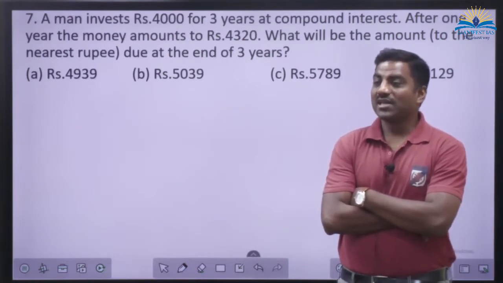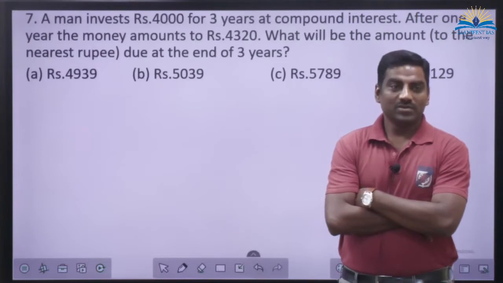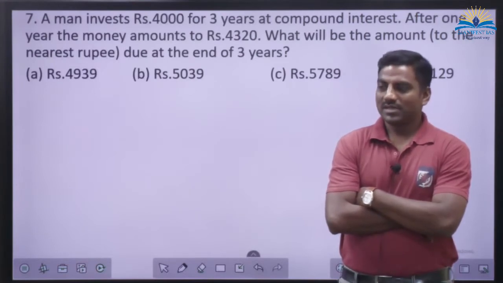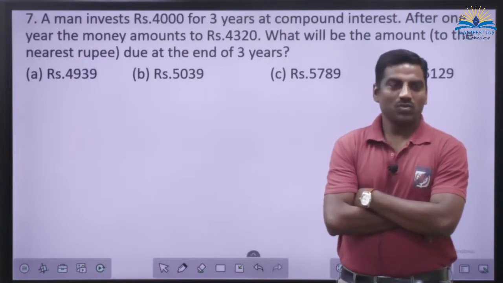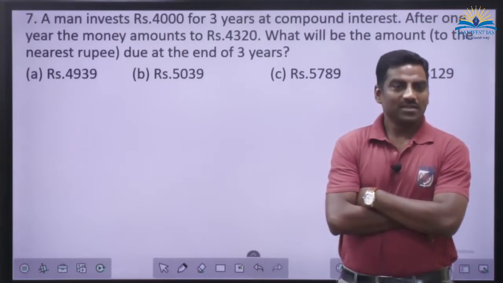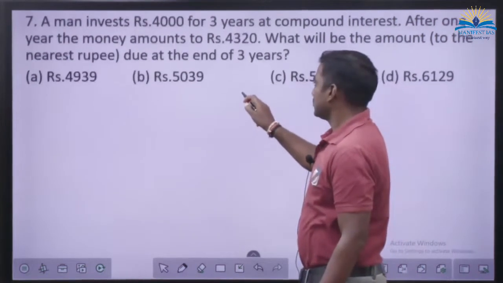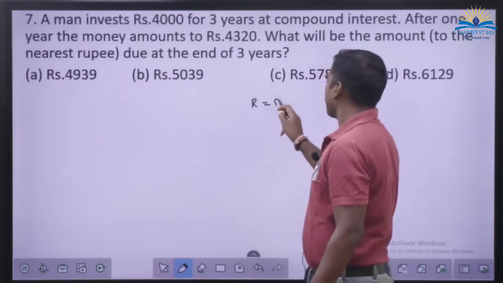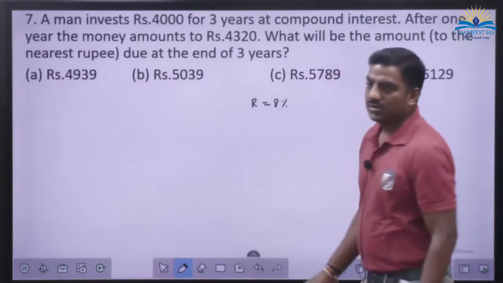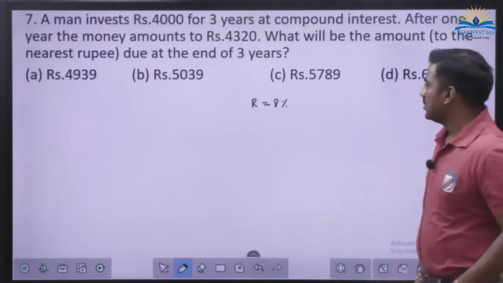320. What is the relationship between 4 and 32? Simple. 4 8s are 32, right? 8%. So your mind should work like this now. 4 8s are 32, so the rate of interest is 8%. Yeah? Fine?